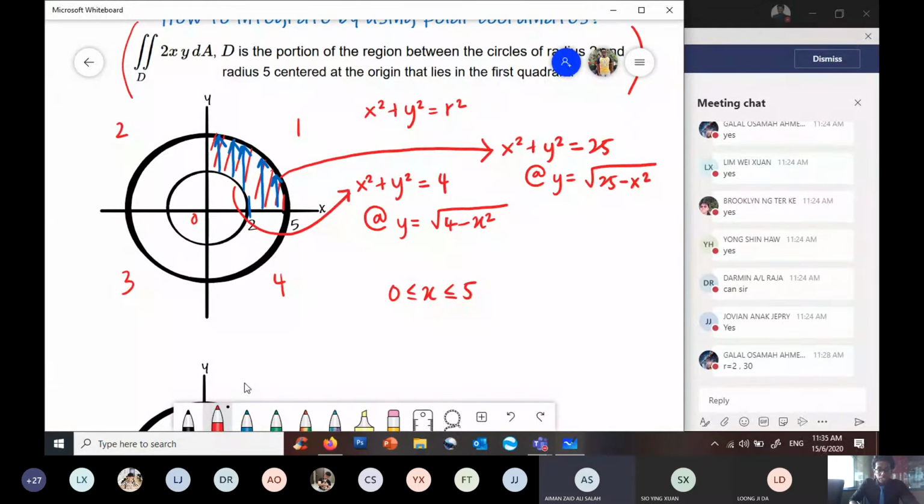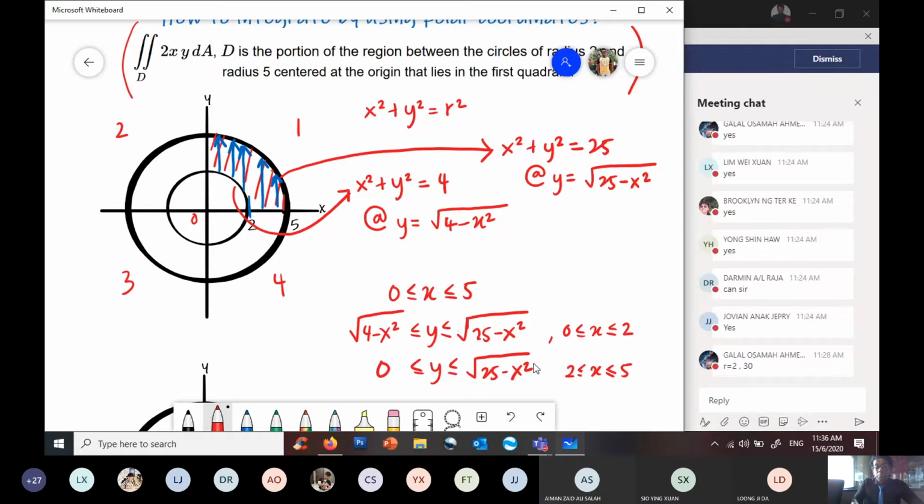Meaning that if you actually want to write the limits of y, it's going to be the inner circle, which is square root of 4 minus x squared, to the outer circle, which is square root of 25 minus x squared. This is only true when x is from 0 until 2. But when x is more than 2, when it is from 2 to 5, now it becomes y from 0 until the outer circle.